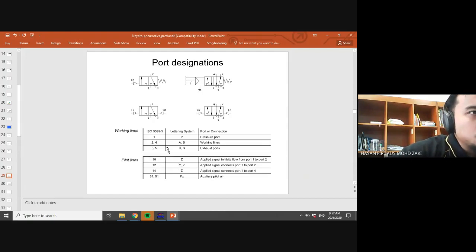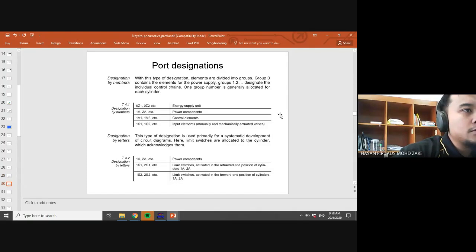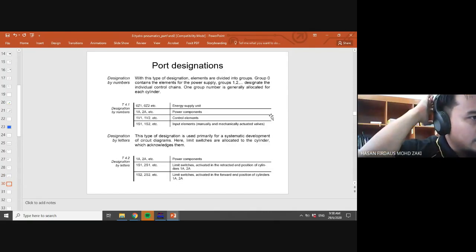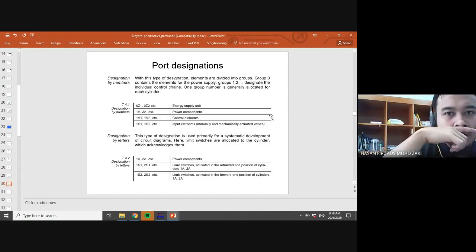Then you also have 81 and 91, which are auxiliary pilot air. This one is rarely used. This one is important: 10, 12, 14. Port designation. I will touch more on this in our next class.